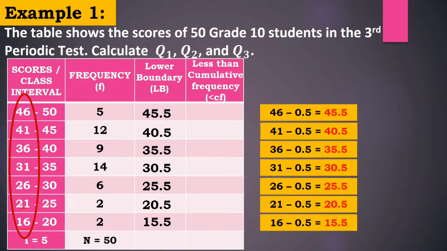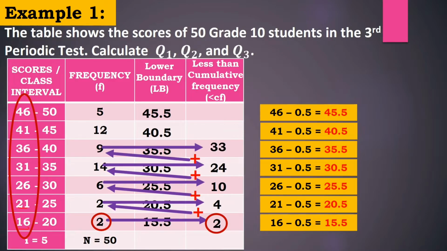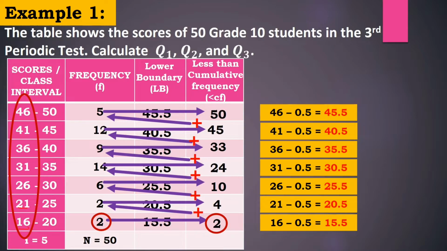Okay? So, dapat magkaparehas itong dalawa dito. And then, plus 2, that's 4. 4 plus 6, that's 10. 10 plus 14 is 24. 24 plus 9 is 33. 33 plus 12 is 45. And 45 plus 5 is 50. So, again, dapat mag-coincide itong nasa less than cumulative frequency at saka ang total number of frequency.